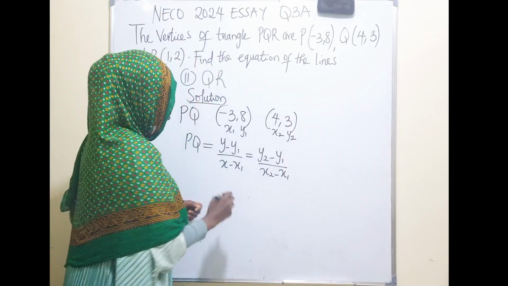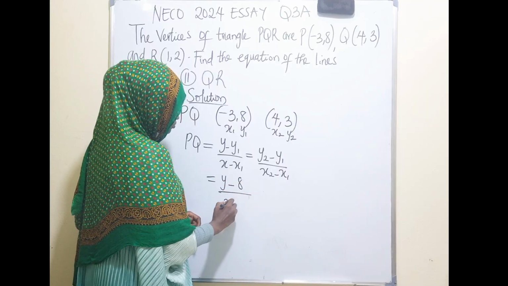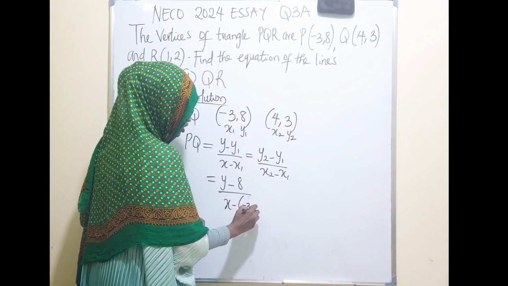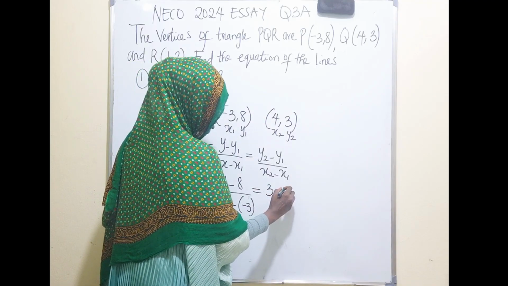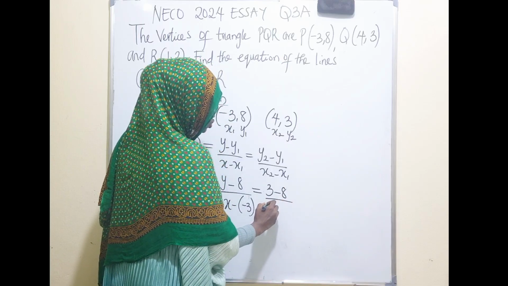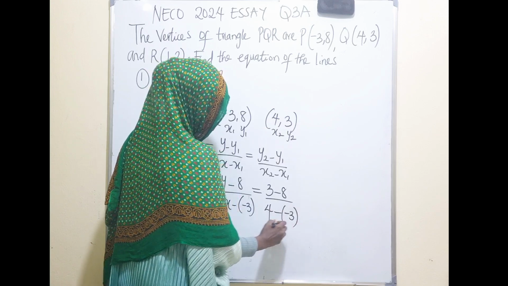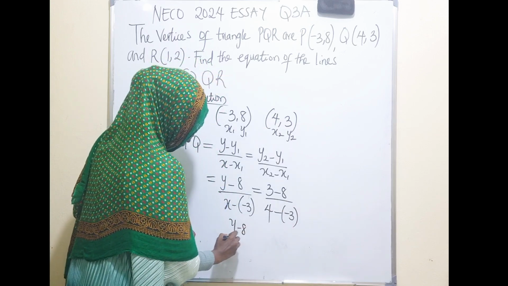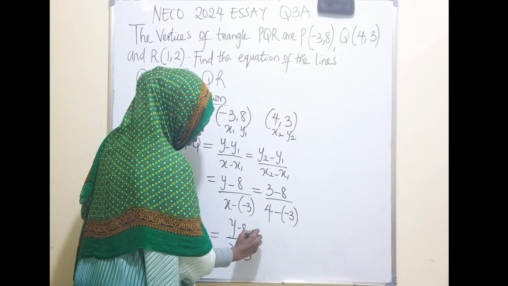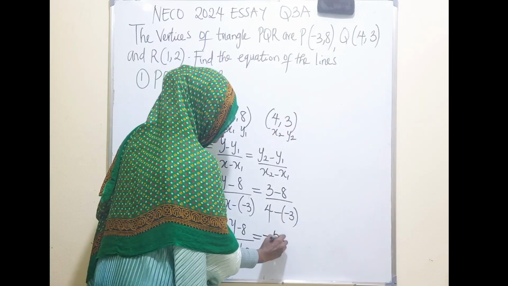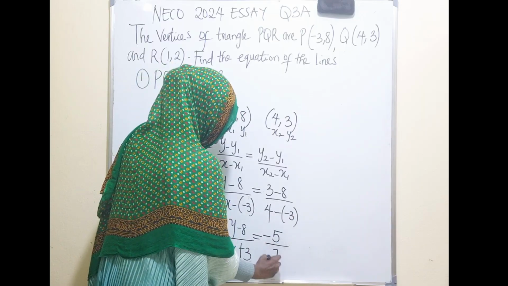Now let's substitute. So this is equal to y minus y1, which is 8, all over x minus x1, which is -3, is equal to y2, which is 3, minus y1, which is 8, over x2, which is 4, minus x1, which is -3. So this becomes y minus 8 over x, minus times minus is plus, so we have x plus 3, is equal to 3 minus 8 gives us -5, all over 4 minus -3, which means 4 plus 3, and this gives us 7.